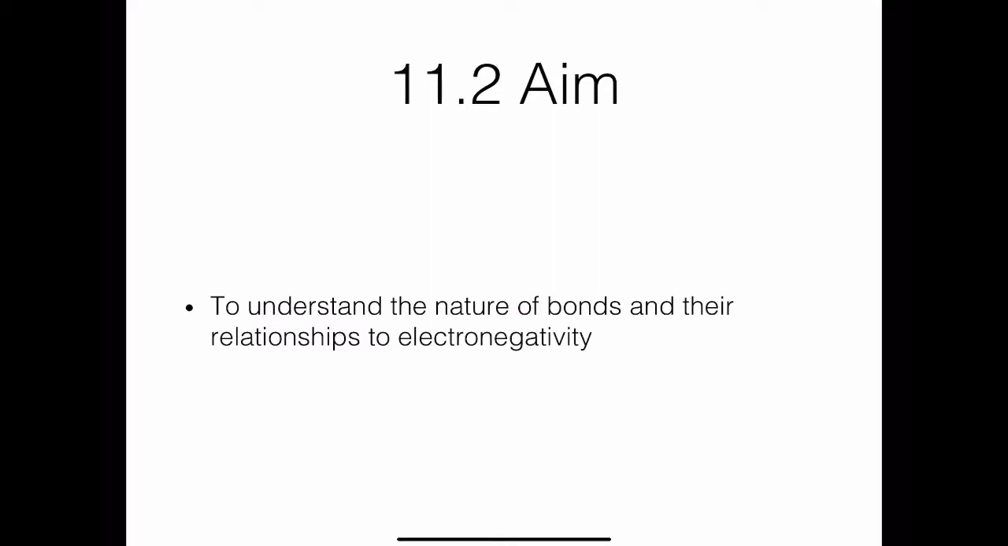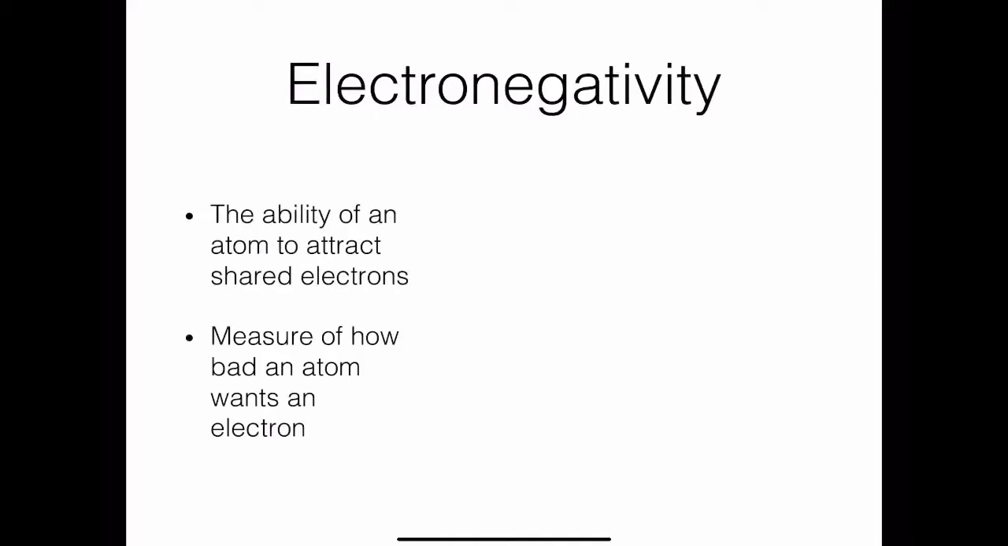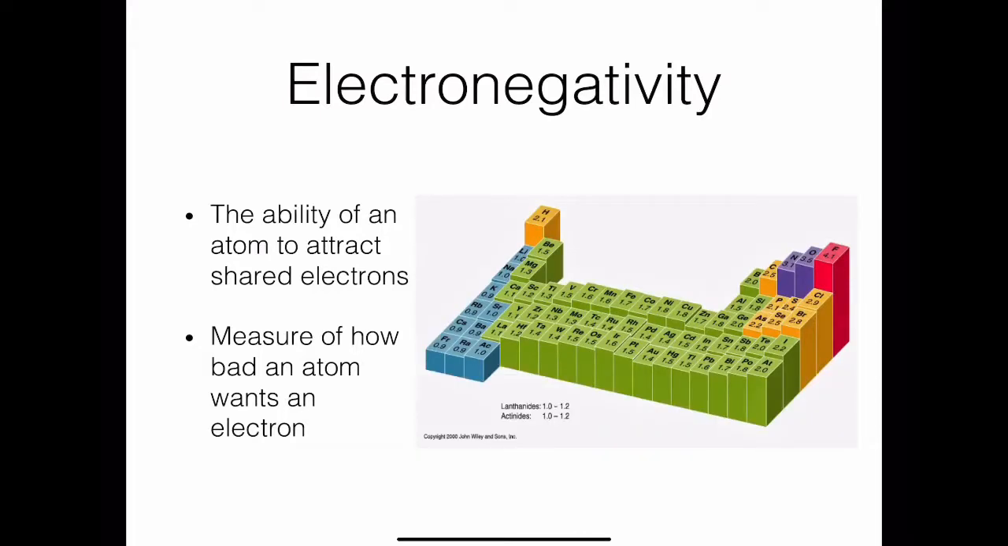In 11.2, we need to understand the nature of bonds and their relationships to electronegativity. So electronegativity is how we tell that something is going to be more or less positive or negative. Electronegativity is the ability of an atom to attract shared electrons. So that partial positive or partial negative aspect of the bond is determined by the electronegativity of that atom. So it's a measure of how bad an atom wants an electron. The higher electronegativity value something has, the more it's going to pull those electrons towards itself. So you can see here that fluorine is the most electronegative element.